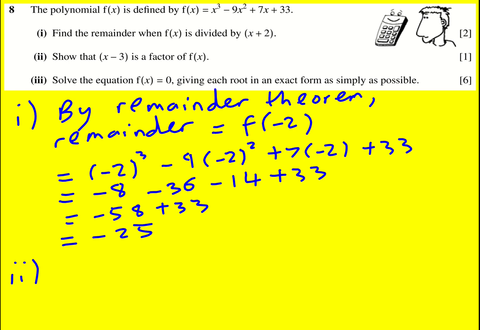Part 2, show that x minus 3 is a factor. So this time we're going to do something very similar, we're going to try and find the remainder, but we're expecting the remainder to be 0. So we're going to do f of 3 and show that that's 0.